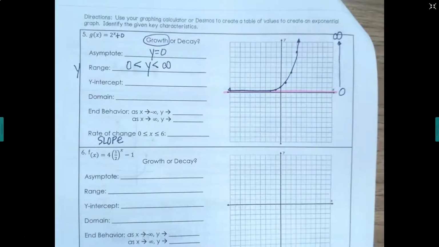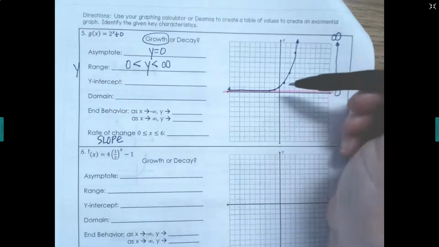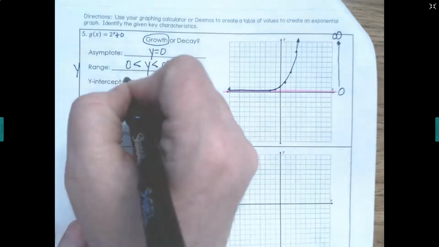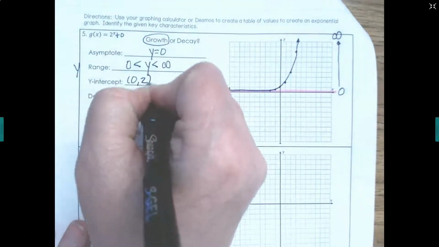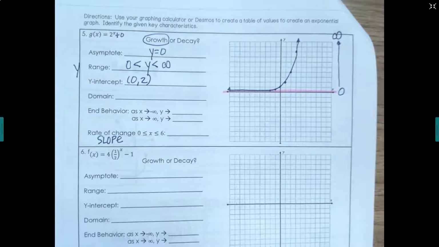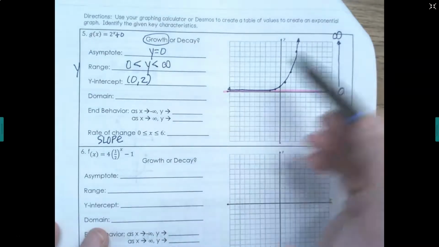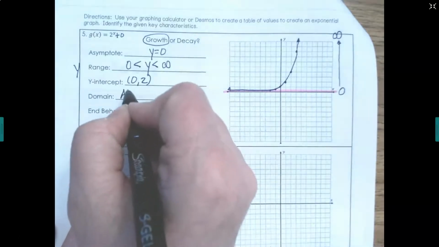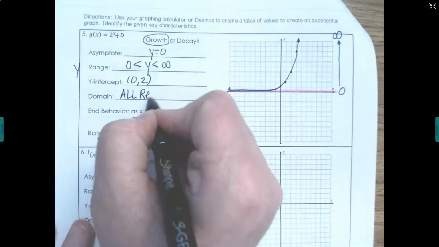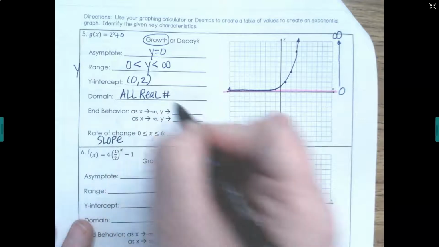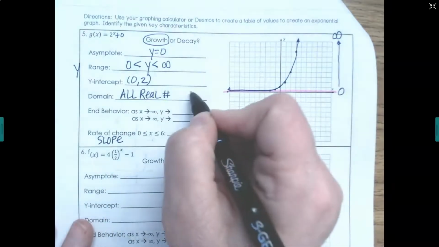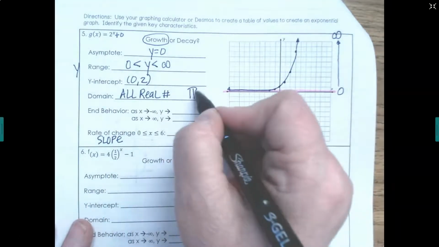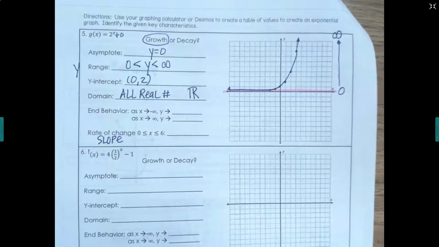Okay, our y-intercept, where does the graph cross the y-axis? It's where x is 0 and the y value there is 2. Our domain, that's your left and right. Notice there's an arrow on the left and an arrow on the right. That means it never stops. So that's all real numbers. And in the past I've used the symbol, it's 2 lines and then you make it into an R. That also stands for all real numbers.